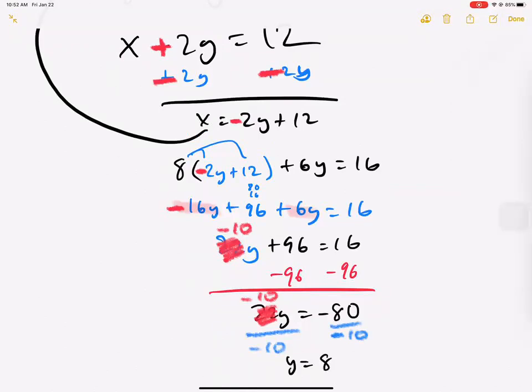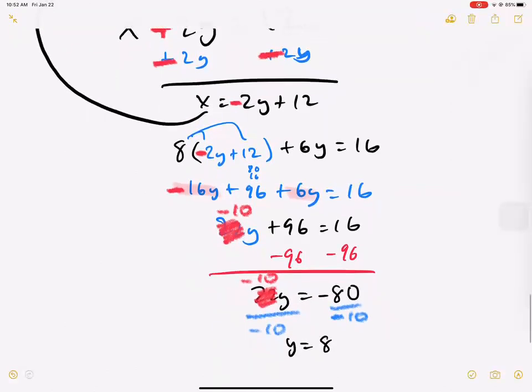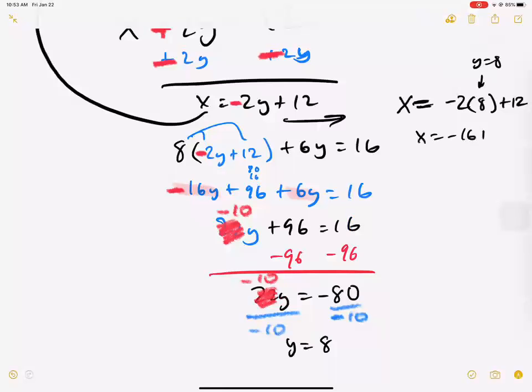Okay, so now that we solved for y, y is 8, we have to go back and solve for x. So x is equal to, look here, we have a nice x equation. I'm solving for x. x is equal to negative 2 times 8 plus 12, because we substituted y is equal to 8 into the problem. x equals negative 2 times 8 is negative 16 plus 12. x is equal to negative 4. So our solution here is negative 4 and 8.